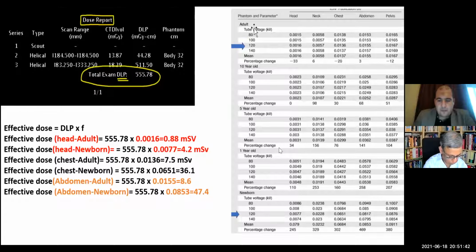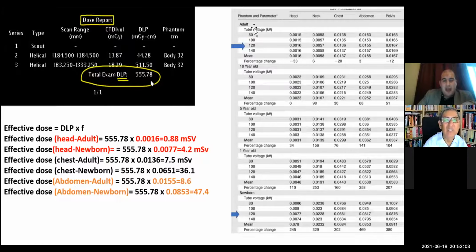So now, if I have a summary page like this, and I have the DLP of the patient, which is 555, 0.7, and you want to calculate the effective dose, let us go through this example. If this dose or DLP is coming for a different organ, the same value, same DLP, but with different organ and different patient age.